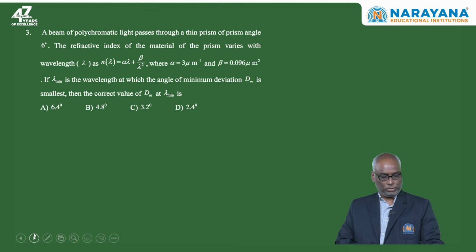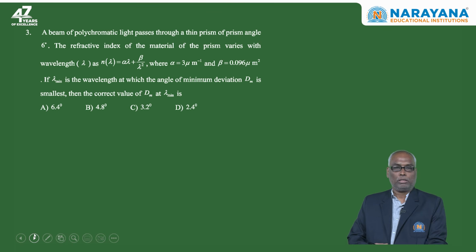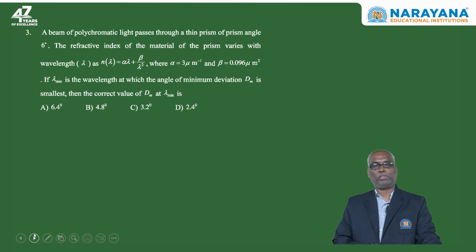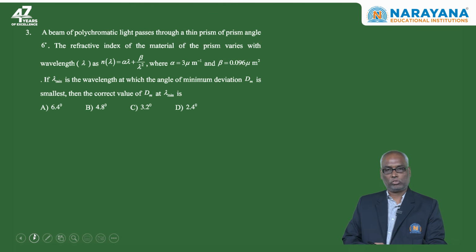If lambda minimum is the wavelength at which the angle of minimum deviation delta m is smallest, then the correct value of delta m at lambda minimum is dash. They are asking under what condition the minimum deviation is going to be least. Obviously, the deviation produced depends on the refractive index and the angle of the prism.